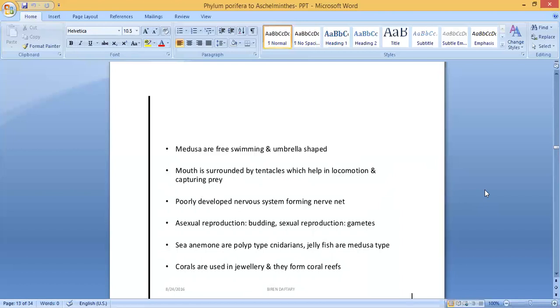Then asexual reproduction, in the same way, is by budding. Budding means, as I told you, a bud forms, separates, and grows as a new individual. Sexual reproduction is by gametes. Male and female gametes form and fuse, and a zygote forms. The zygote grows as a new individual or new adult. Then, sea anemones are polyp type Cnidarians and jellyfish are medusa type.